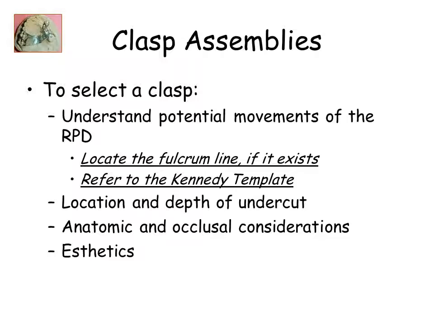Factors to consider when selecting a clasp. First, identify the fulcrum, if it is present. Determine the location of the undercuts. Determine the direction of movement of the proposed retentive tip and function. In every case, closely examine the patient's occlusion and anatomy from properly mounted and surveyed diagnostic casts.